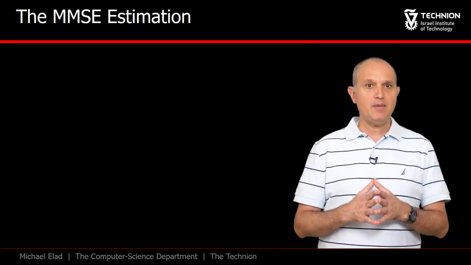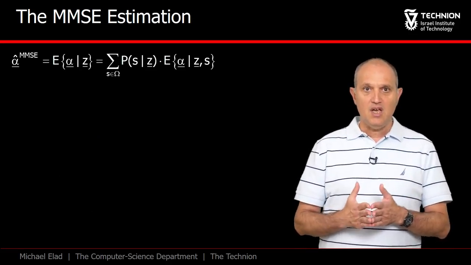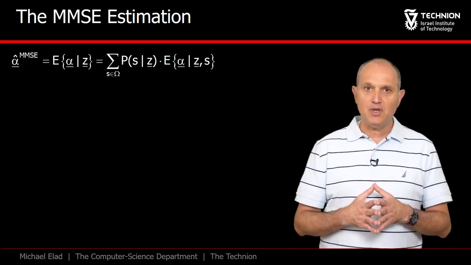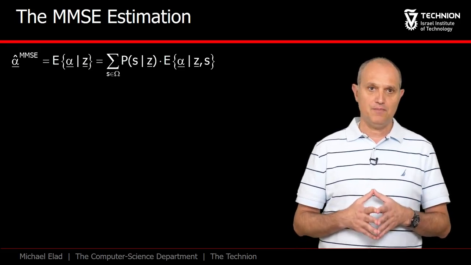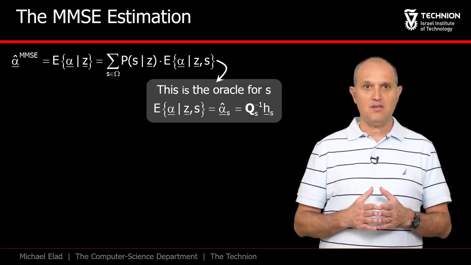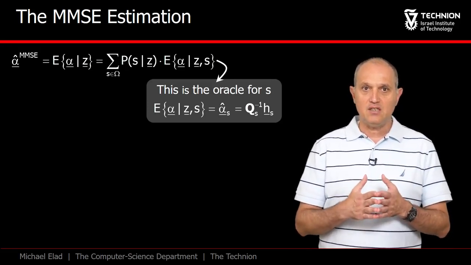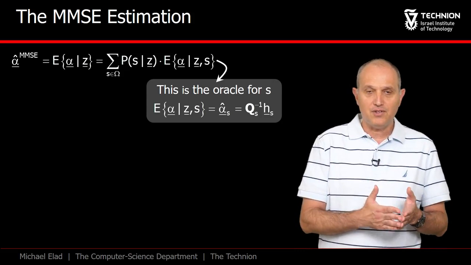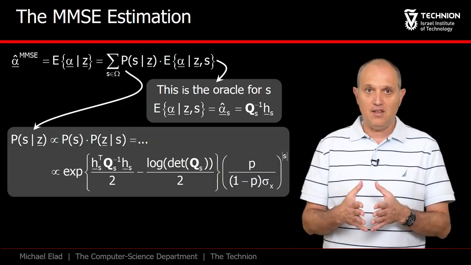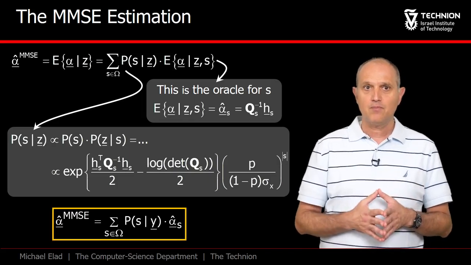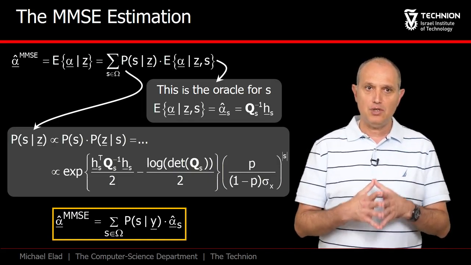Let's move to derive the MMSE estimate. This will be the expected value of alpha given z, and here again we use the marginalization trick, but this time by summing over all the supports, thus getting this big summation. Now take a closer look at the expression we just got. The expected value of alpha given z and s is nothing but the oracle that refers to the support s. Also, the probability of s given z is exactly the expression we just derived for the MAP. So everything is known to us here, and we can turn to compute this estimation.